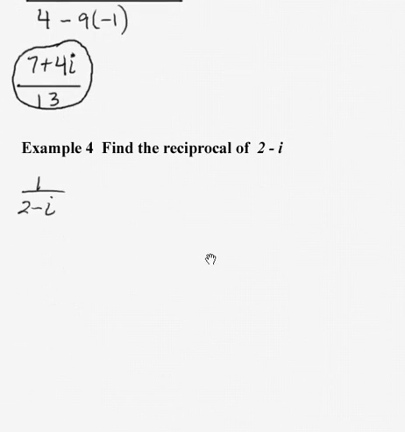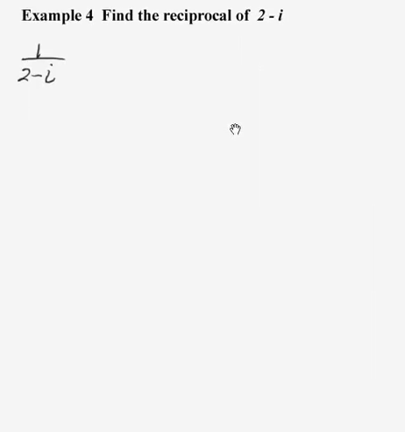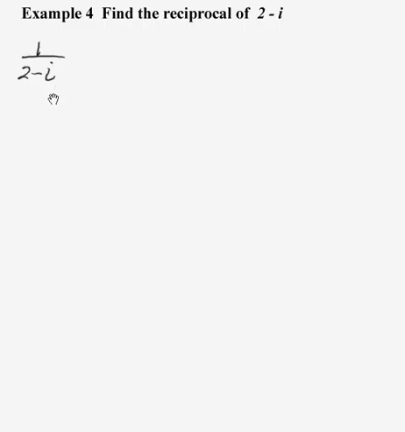Alright, now be careful about problems like example 4. It seems deceptively easy. When we say find the reciprocal of 2 minus i, quite often students just say, well, that's 1 over 2 minus i, which is the right way to start the problem. But we need to finish it, and we cannot leave an imaginary number or a complex number in our denominator. So again, we must multiply numerator and denominator by the conjugate of the denominator.